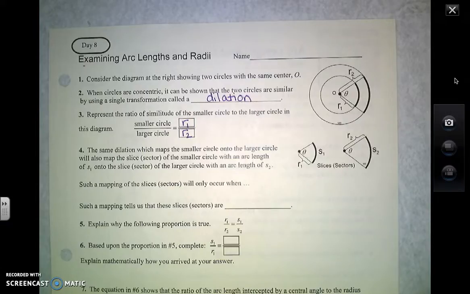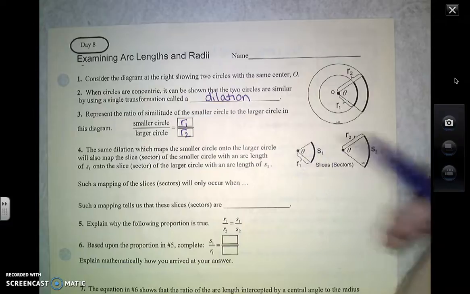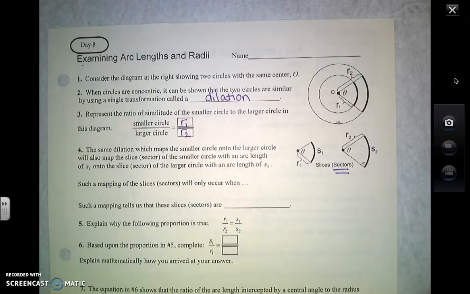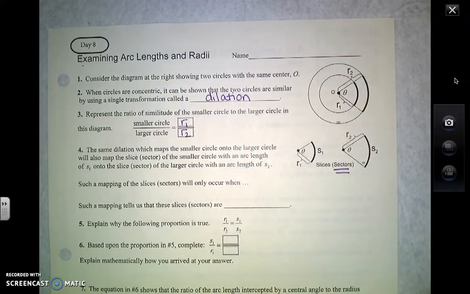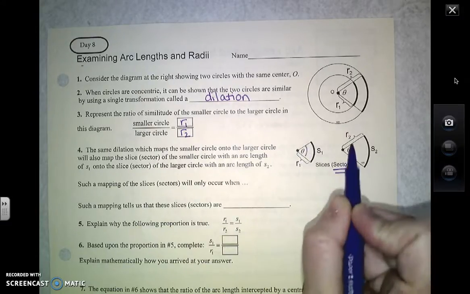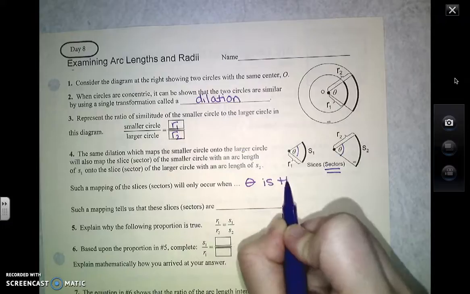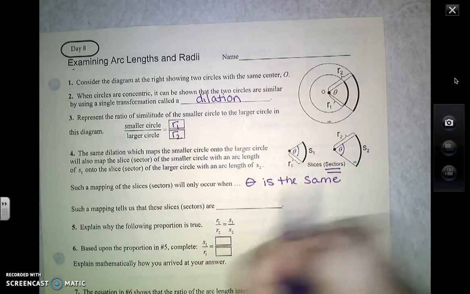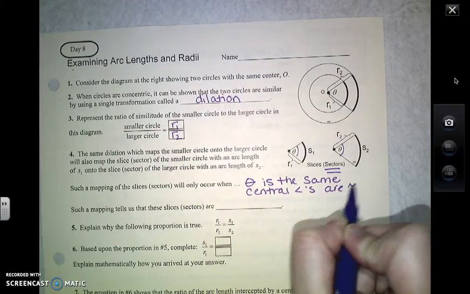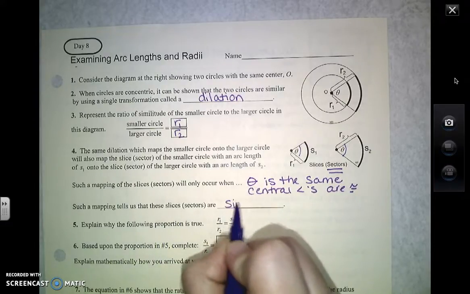Okay, so the same dilation, which maps what we're looking at now are slices of the circle. The same dilation would map the smaller slice into the larger slice, which we call sectors. That's the vocabulary word here for them. Such a mapping of the slices will only occur when this angle measures the same, when theta is the same for both. Or in other words, the central angles are congruent. Those are central angles. And such a mapping tells us that these slices or sectors are in fact similar, just like the triangles are similar.